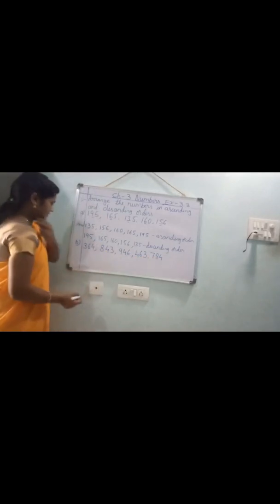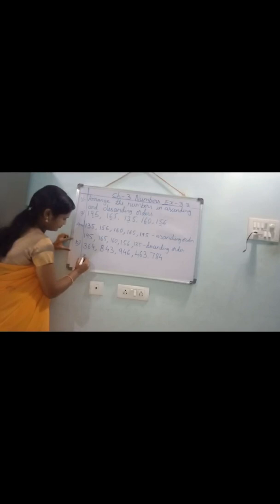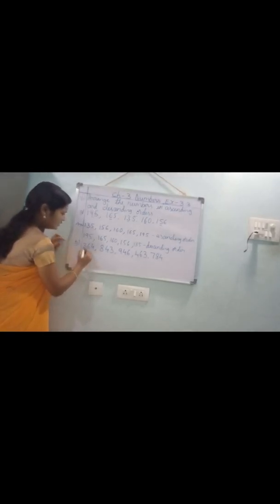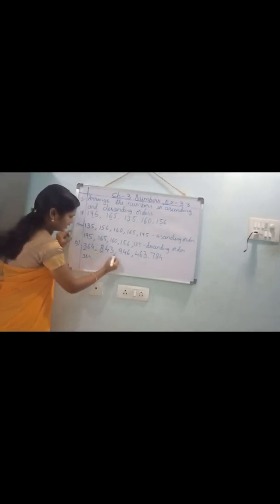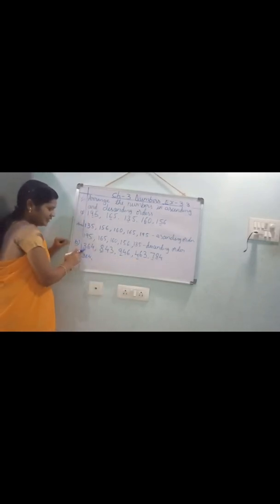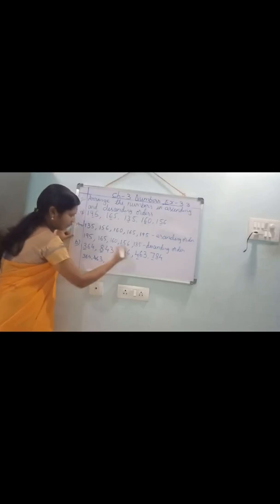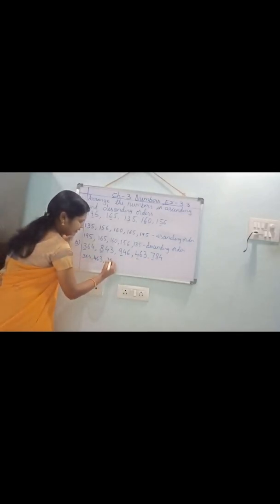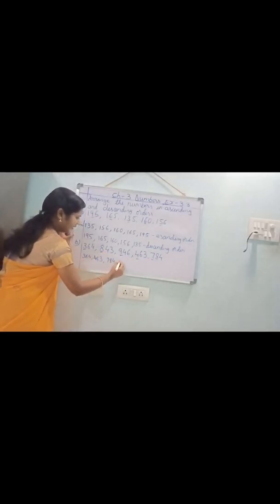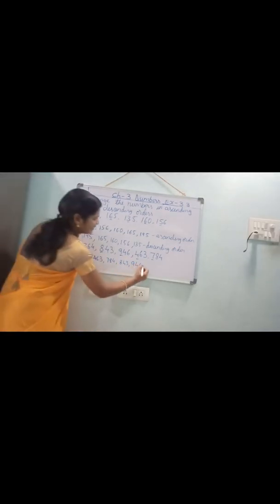See, in these numbers, in ascending order, which number will come first? 364. Because, see, first you should check the hundreds. See, in the hundreds, which one is the smallest number? 3 is the smallest number. That's why 364 came. After that, 463. After that, 784. After that, 843. After that, 946. Understood? Ascending order.